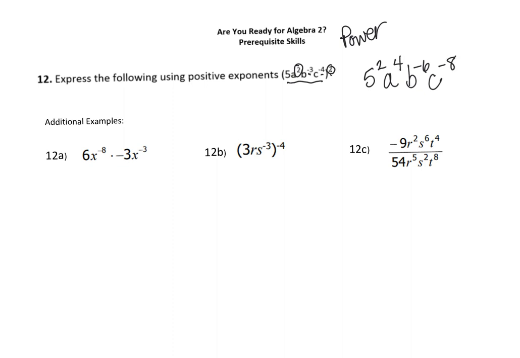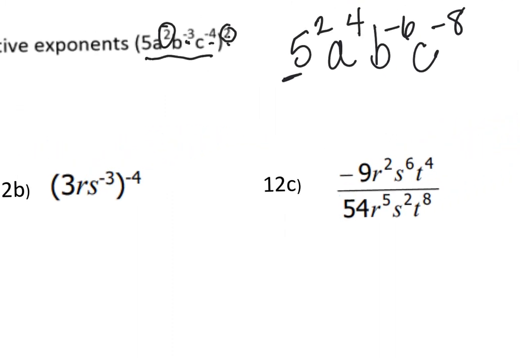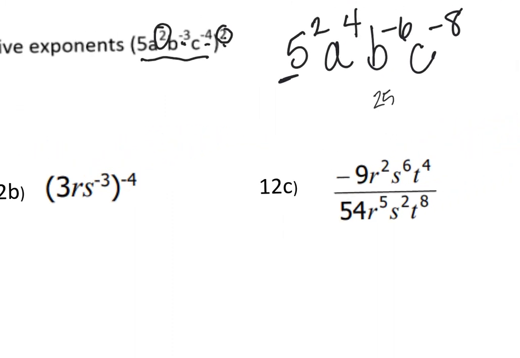So go ahead and apply whatever rule it is that you are supposed to apply. And when you get done doing that, then you move any negative exponents. But let's simplify. 5 squared is 5 times 5, which is 25. Okay, so we have 25, a to the 4th, b to the negative 6, c to the negative 8.